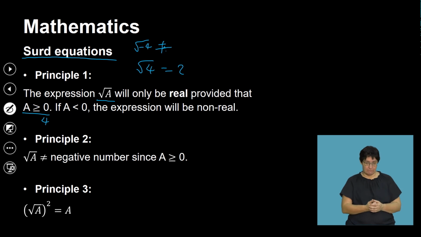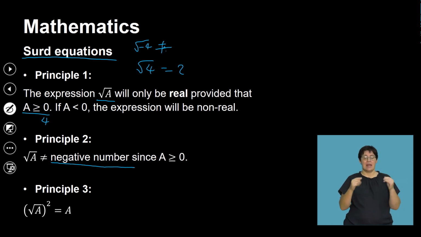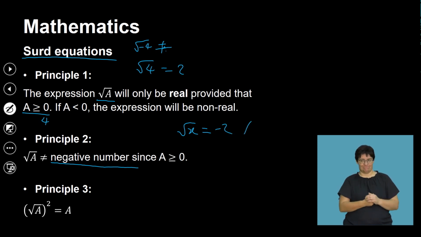So principle 2 will be: square root of a cannot be equal to a negative number, since a is greater or equal to 0. What does that mean? I can't have square root of x is equal to negative 2. This is a lie, right? Why? Because the value of x must always be a value greater than 0.